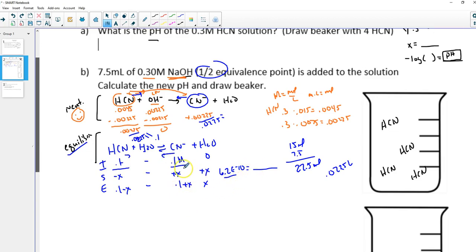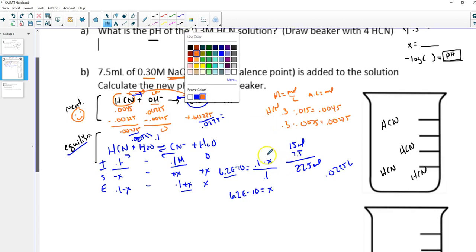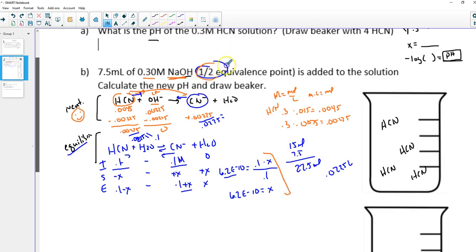All right. Now, product is going to be these guys. I'm going to use my shortcut rule here. Just go 0.1 times x over 0.1, and there we go. And these guys will cancel, and my x equals 6.2 e to the negative 10th. Note that this is not something that you should ignore: at the half equivalence point, this guy always equals that guy. So they'll always have this nice little cancellation that occurs at the half equivalence point. So there is an opportunity for a shortcut here, but don't take the shortcut until you understand what's going on.